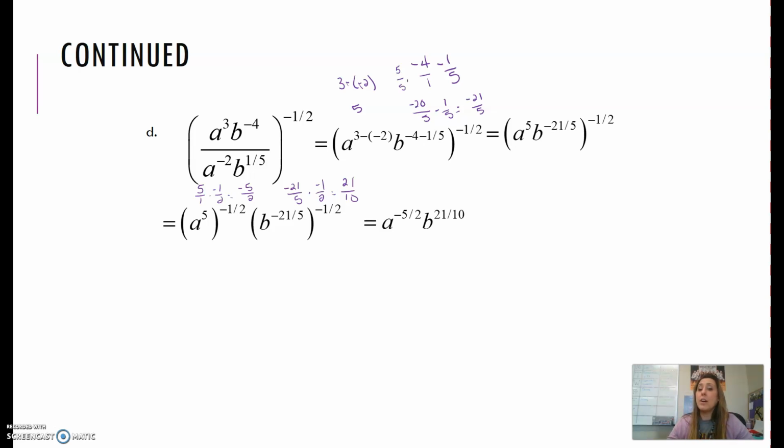Now we are done. All of our b's, all of our a's are together. Now we need to take care of this negative right here. And since it's in the numerator, I'm going to move it down to the denominator. So that should be your final solution.